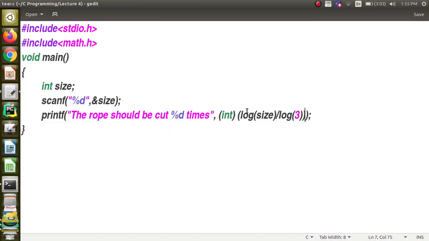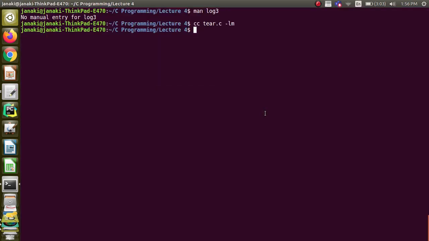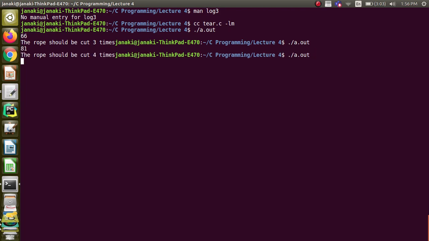Hope it is clear. I want to find out log base 3 of size, but I don't have a function. For that, I am finding the natural logarithm of size and then dividing by the natural logarithm of 3. I am using the concept of logarithms to solve it. So if I give 66, you see that it can be cut 3 times. If I give 81, I will get 4 times. And 3 power 5 is 243, so when I give a value of 243 or greater, I will get 5, and so on.